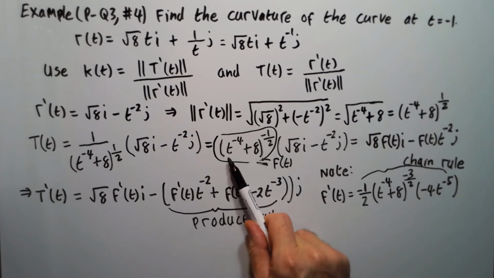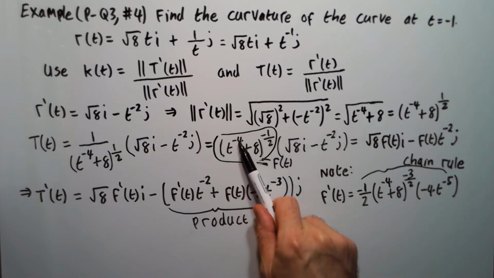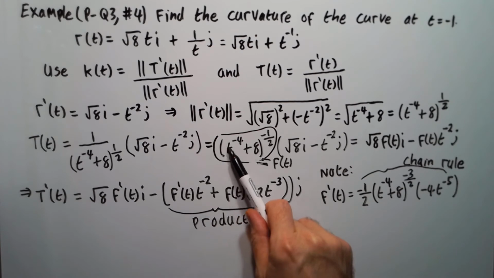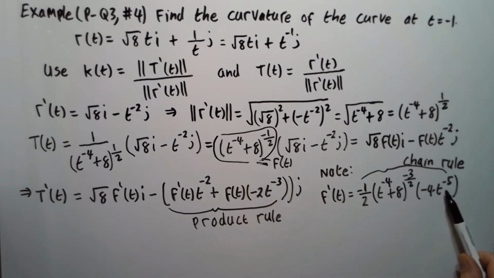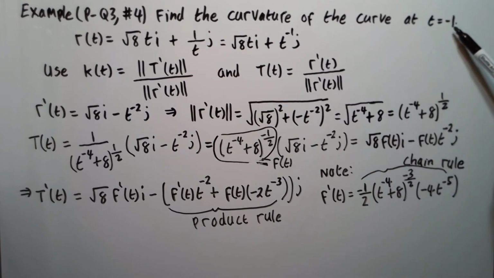the derivative of the inside. So the derivative of t to the minus 4: you bring the minus 4 in front, subtract 1 from the power, so it'll be minus 4 t to the minus 5. Okay, so now we have to find the curvature when t is minus 1. So let's start evaluating when t is minus 1.